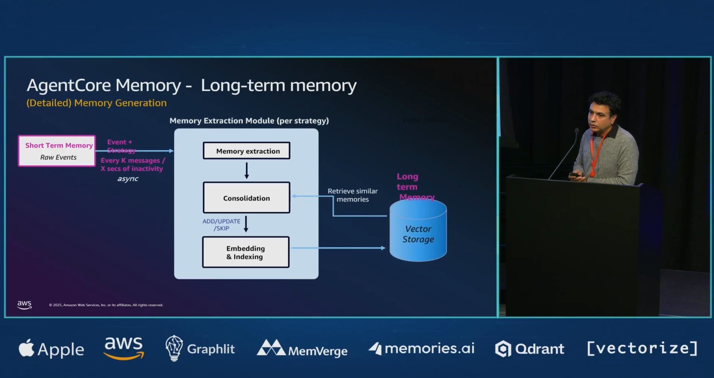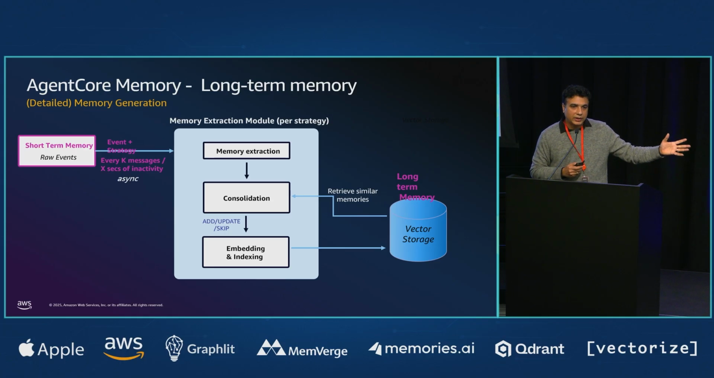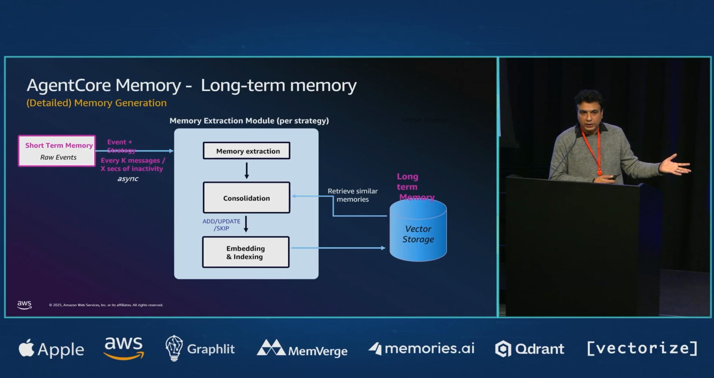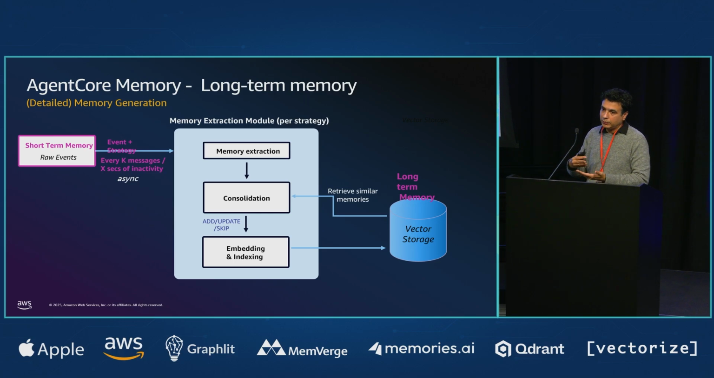And it is an async operation. Obviously, we don't want to wait while it is happening. So writing the events into the short-term memory is the sync operation. Once that is written, in the background it will do an async operation where it will take the events every k messages or every 20 seconds or so, and it will push all of these, build a summary or semantic, and push it to long-term memory.